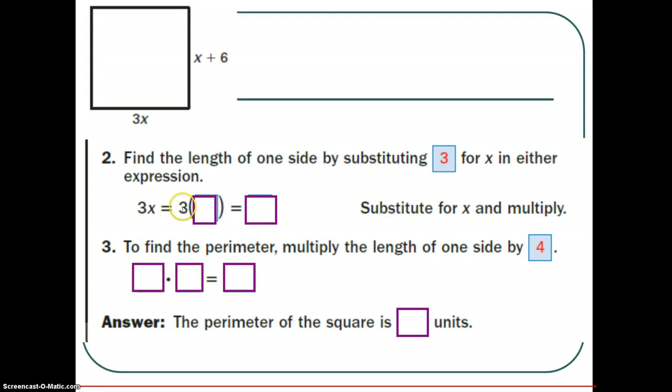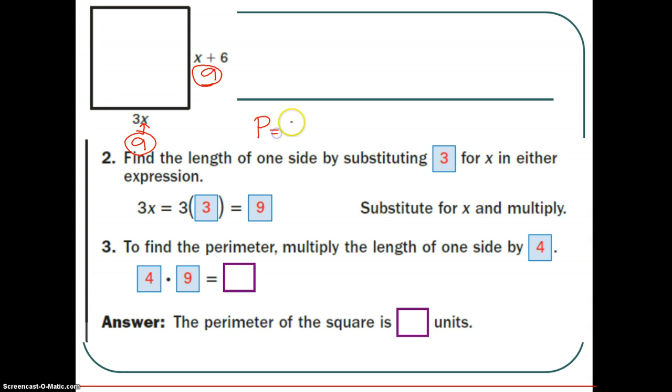Now that you know that x equals 3, we can find the length of one side by substituting the 3 in for the x. So 3x equals 3 times 3, which is 9. So this side right here is 9. Well, that also means that this is 9. So all you have to do is multiply 4 times 9, because the perimeter formula is 4 times side. The perimeter of the square is 36 units.